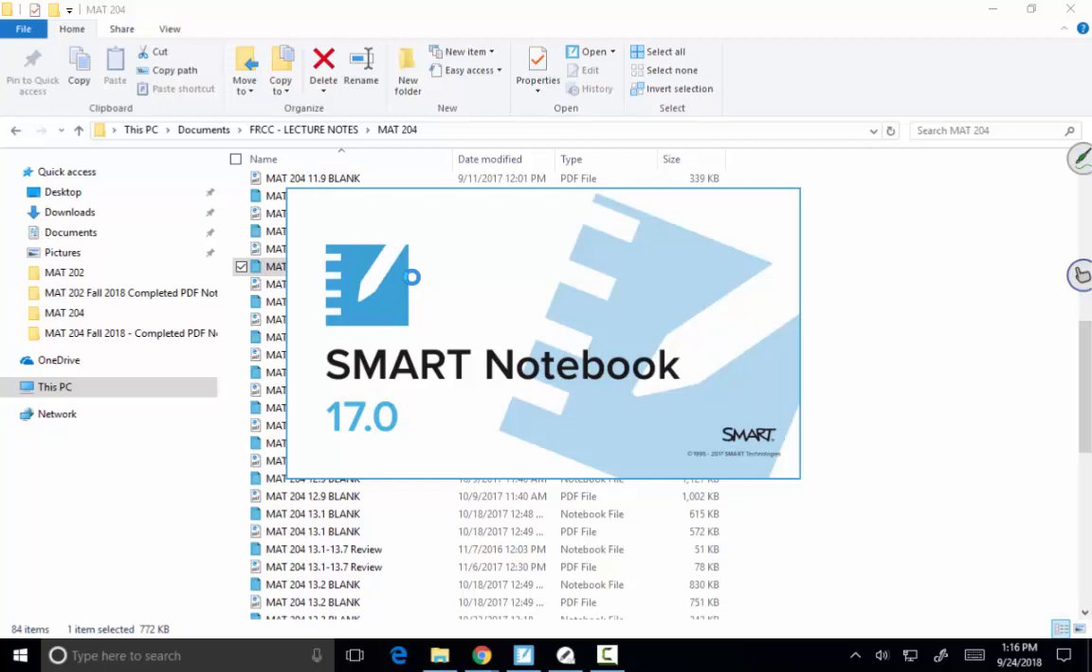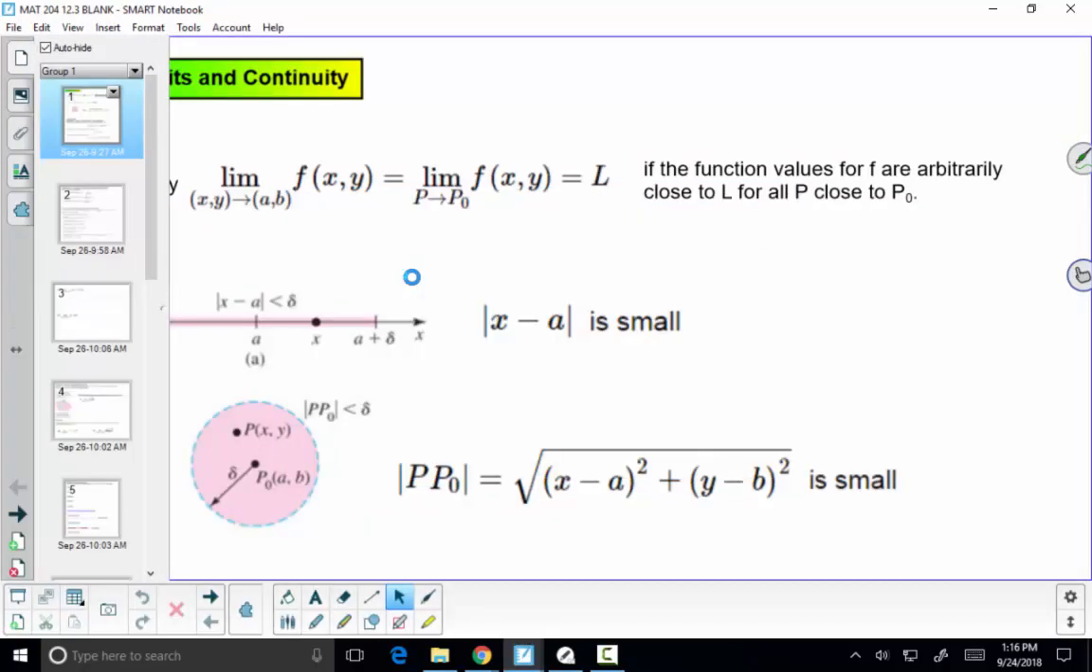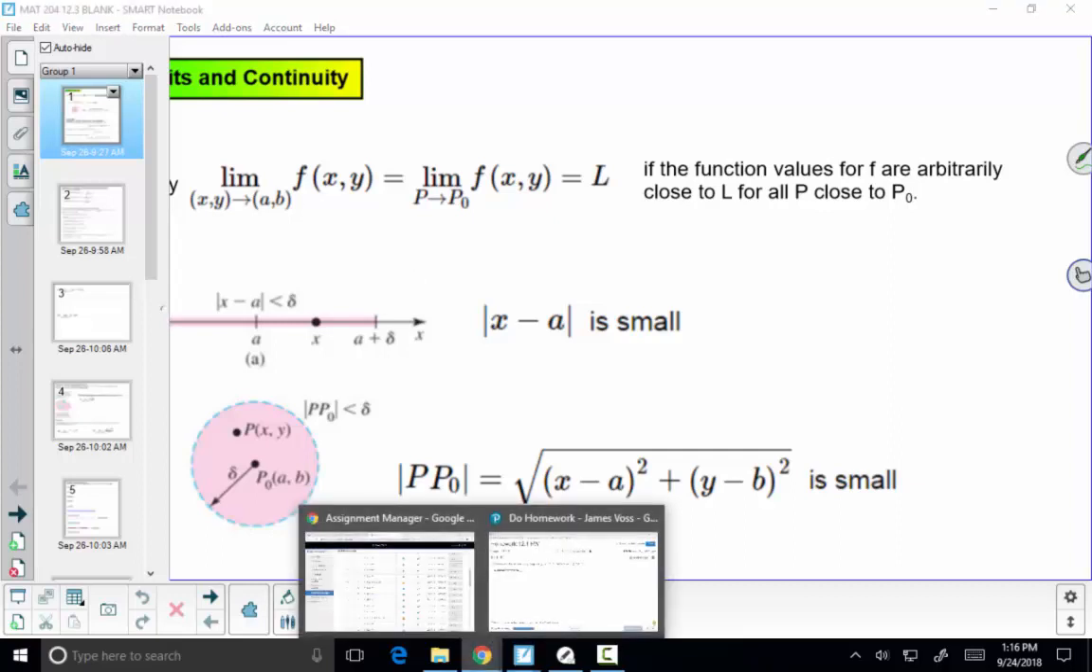All right, 12.3. Did we finish 12.2? I believe we did. Yes, we did. Yeah, I believe we finished 12.2. Because then you, Saba, had a question on 12.1 homework, though. Let's pull that up and talk about it.